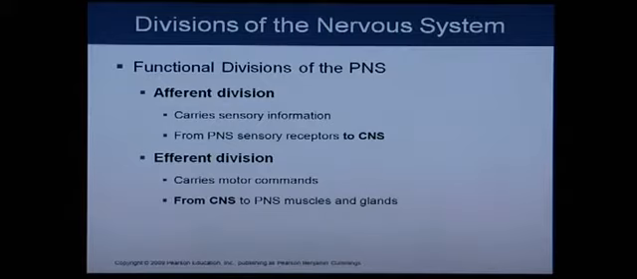Okay, efferent division with an E carries motor commands out. Okay, so from the central nervous system to muscles, glands, or other tissues. So out of the central nervous system. And I remember this as well by remembering that efferent starts with E, and E also begins the word exiting. So to leave the central nervous system. So again, this is that two-way street thing. We have information coming in, afferent or accessing, and we have information going out to direct activities in the body, efferent or exiting.